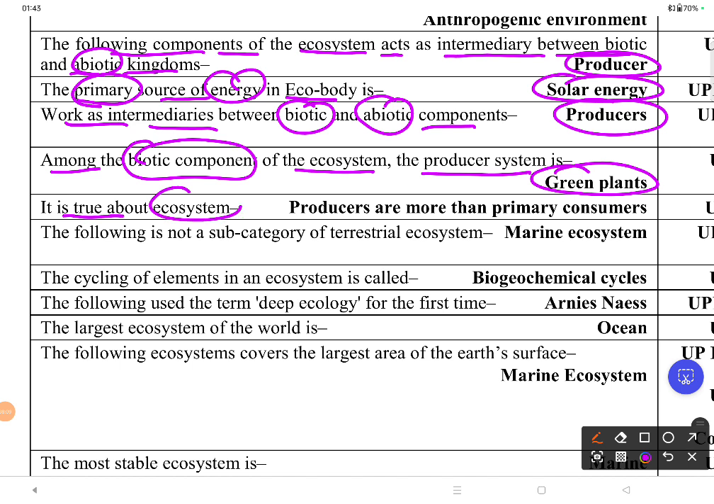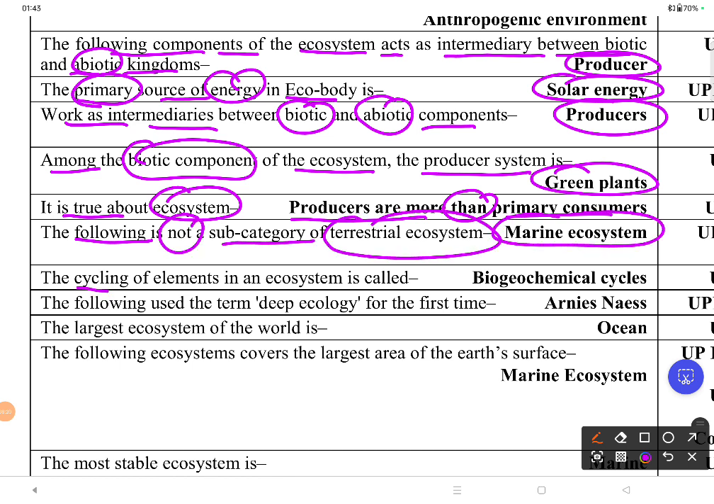Which is true about the ecosystem? Producers are more than primary consumers. The following is not a subcategory of terrestrial ecosystem: marine ecosystem. The cycling of the elements in an ecosystem is called biogeochemical cycles.